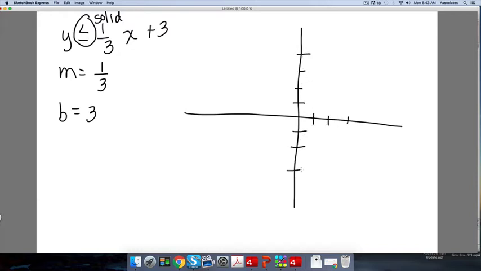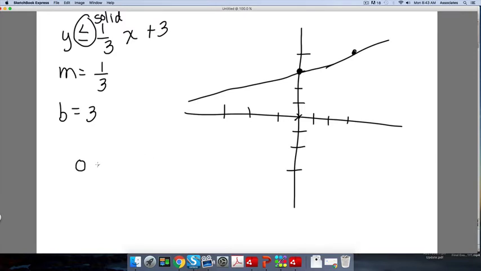Put some tick marks on here. My y-intercept is 3. Now the slope is 1/3, so I go up 1 and over 3. I know the line's going to be solid. And so now I have to decide. This time I can pick the origin, and I like to pick the origin because it makes the math a little bit easier.